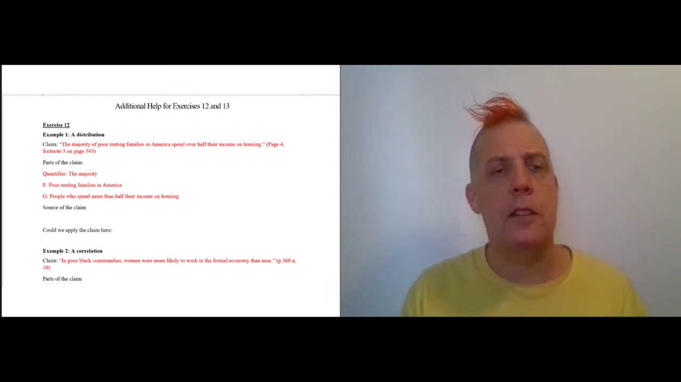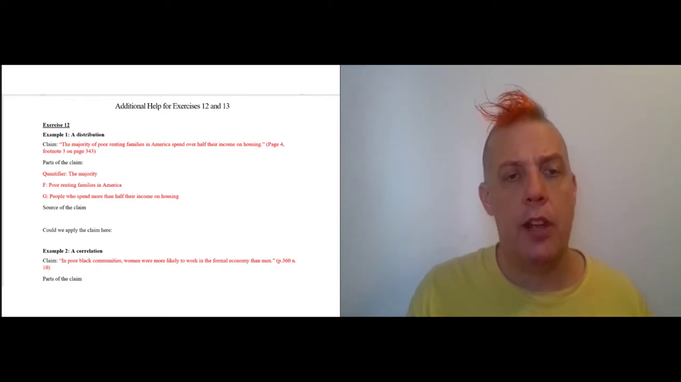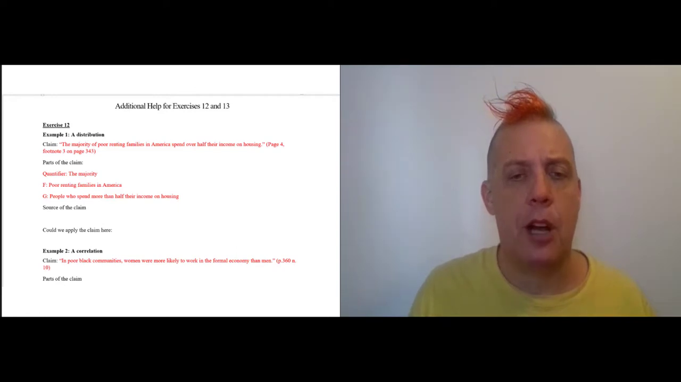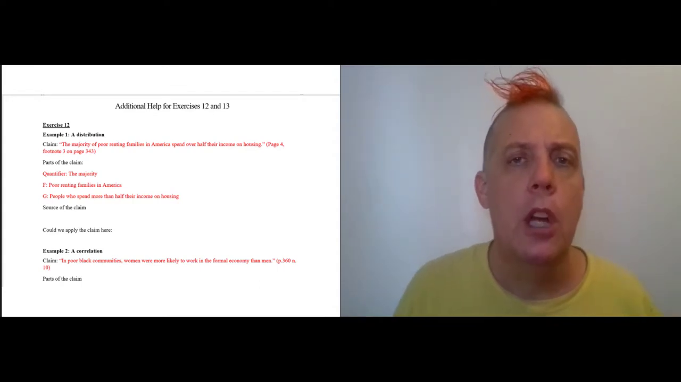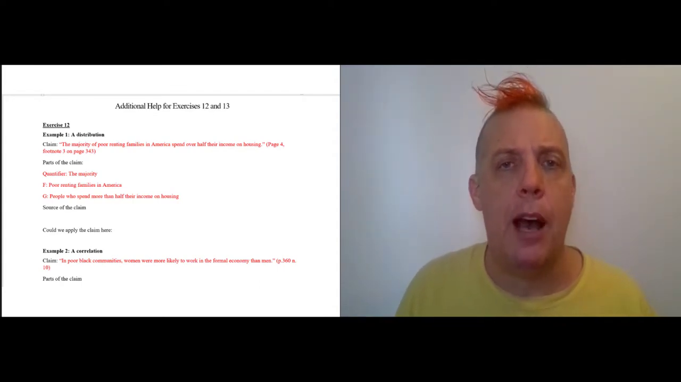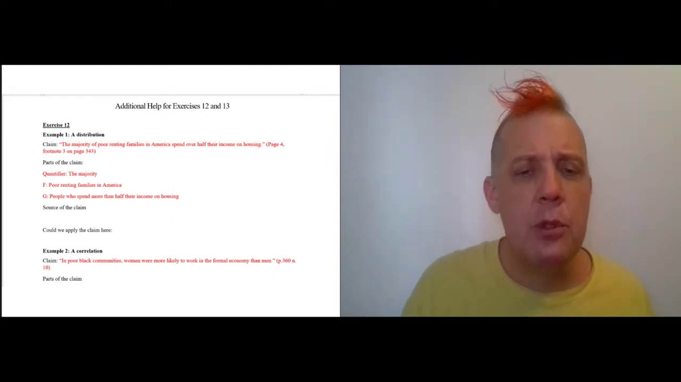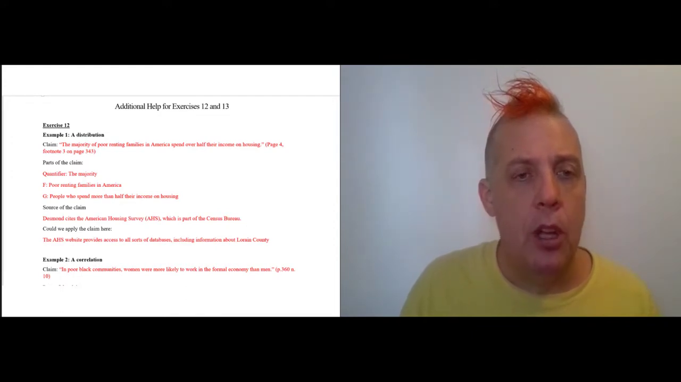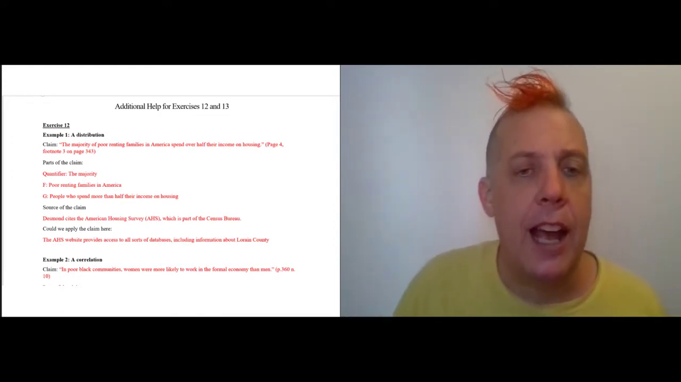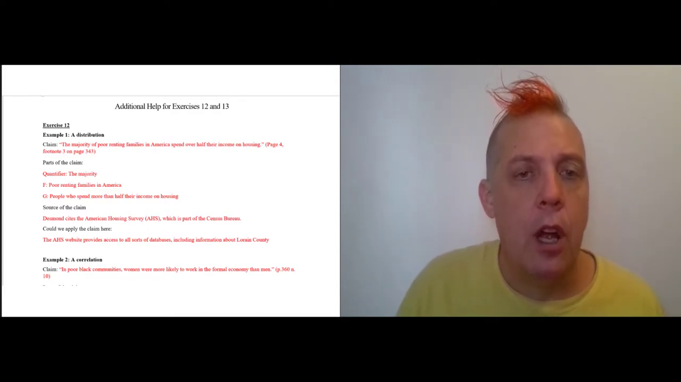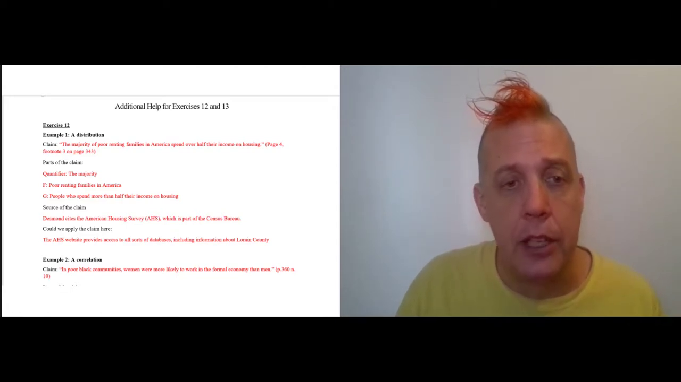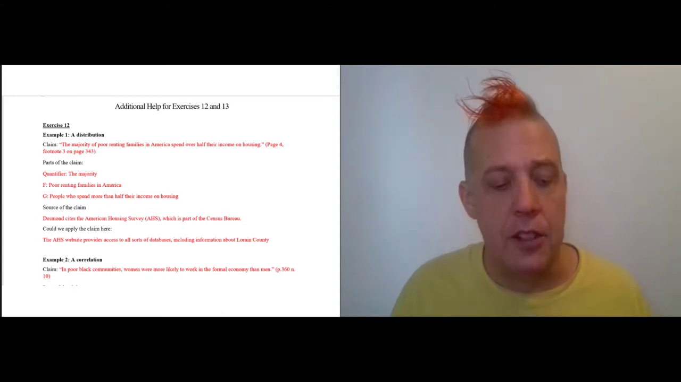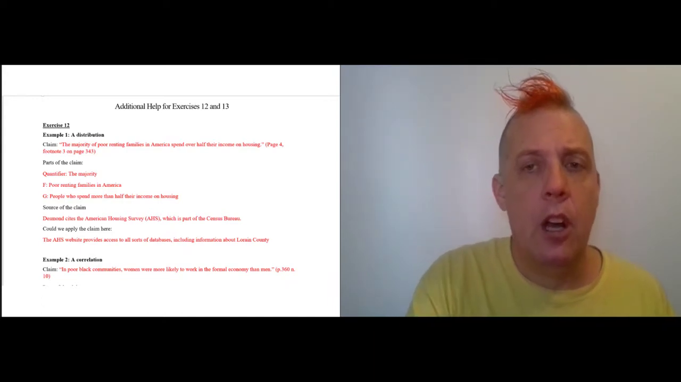And we want G to be represented as a category, so we're going to say people who there. In the original sentence, it's just phrased as a property, spend more than half their income on housing. But I want to emphasize here that we're looking at a relationship between two categories, and if we were doing my logic class, we could go into more detail about categorical logic. So what's the source of this claim? Well, like I say in the example, Desmond cites the American Housing Survey, which is part of the Census Bureau, right? And actually, we can, if we wanted to, get that information for Lorain County because the Census Bureau has information on everyone.